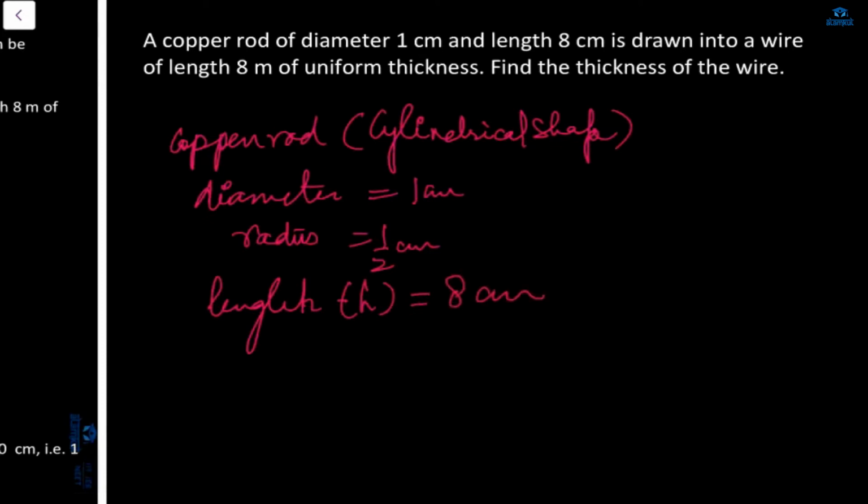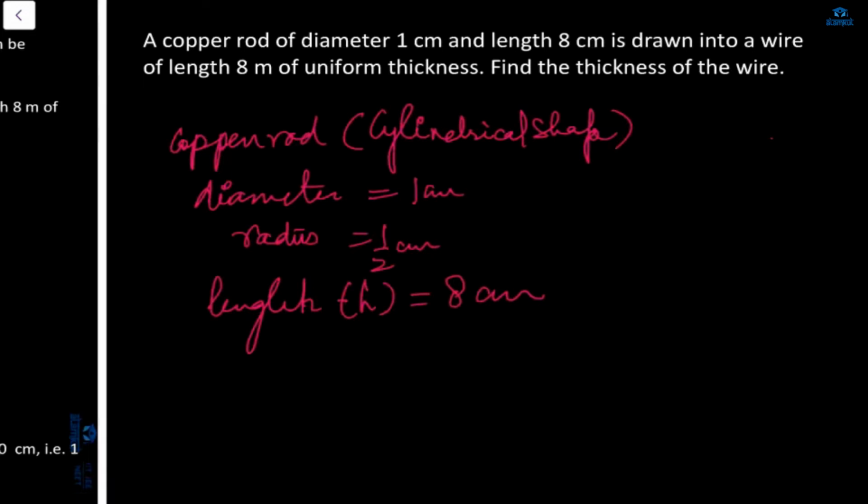Length 8 centimeters is drawn into a wire of length 8 meter of uniform thickness. Now it is converted into a wire. So a wire is also again a cylinder, but this time this cylinder is made 8 meter long. So obviously its radius would have decreased. Now we have to find out the thickness of the wire. Thickness of the wire means we have to find out the diameter. Right now the diameter is 1 centimeter.